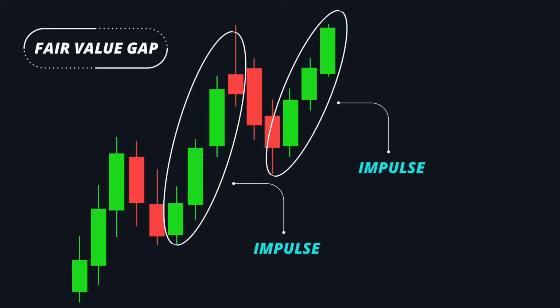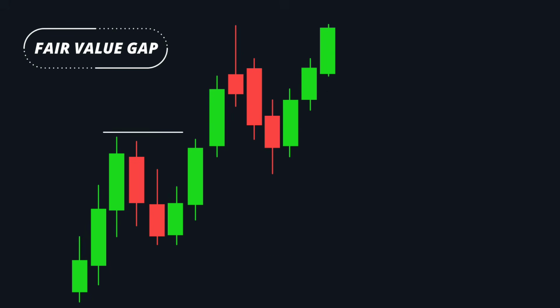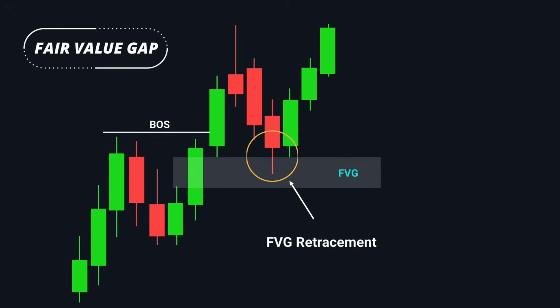Now, fair value gaps, or FVGs, are imbalances in price. When the market moves impulsively, it often leaves a gap between the wicks of candles where trading wasn't efficient. Price tends to return to these areas to rebalance before resuming in the trend direction. That's why FVGs are great entry zones.